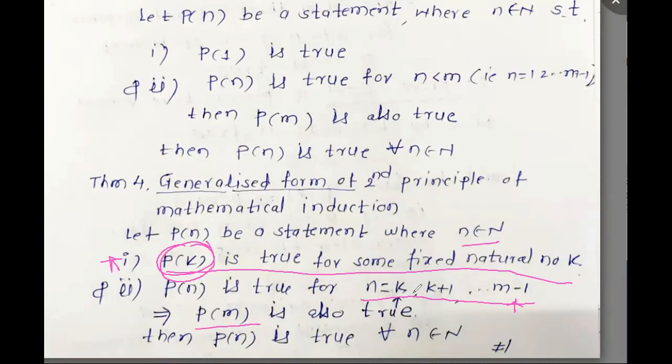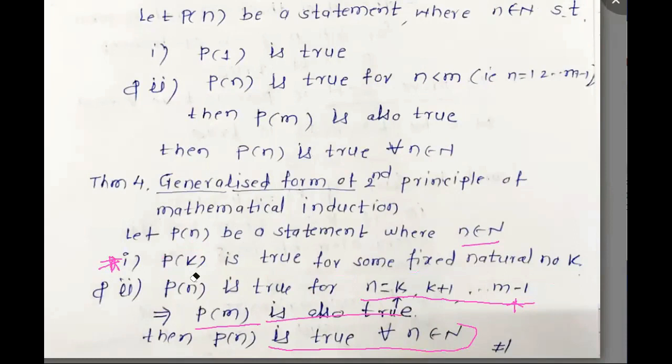So if P(n) is true for k plus 1 up to m minus 1, then using this information, if we can prove that P(n) is true for the next integer, so if P(m) is also true, then P(n) is true for all natural numbers. So the first statement is P(k) is true, and the second is P(n) is true for n equal to k to m minus 1 implies that P(n) is true for the next integer m also. So if these two conditions hold, then P(n) is true for all natural numbers.